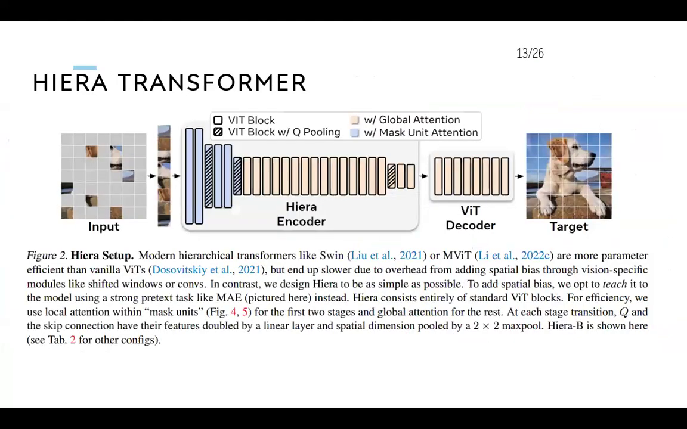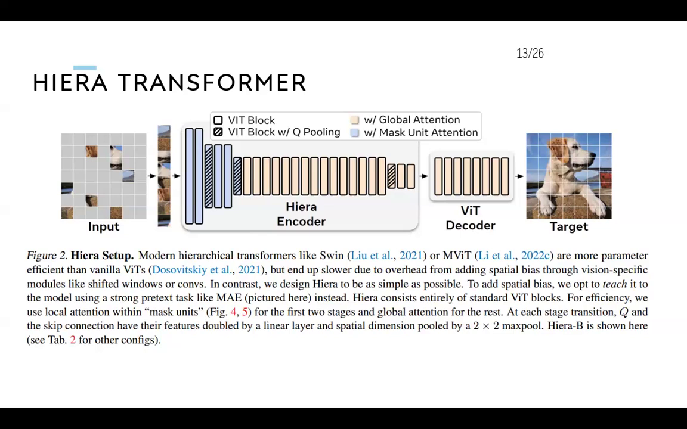Let's get into that. Now, how the Hiera transformer is set up: modern hierarchical transformers like Swin and MViT are more parameter efficient, but they end up being slower. So they designed Hiera to be very, very simple. To add spatial bias and to teach it the same things that convolutional neural networks usually have, they taught the model using a strong task like masked autoencoding. Essentially, they said, if we use this on Hiera, we don't need all those other things. We can take all of those things out, just use masked autoencoding, and still get as accurate a representation.